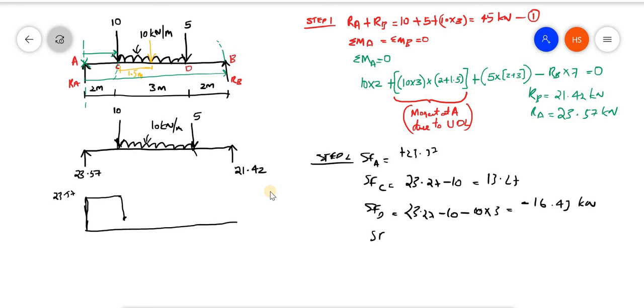Again, what is the shear force at B? It is given as 21. Since it is upward, there you have to take as minus 21.42. Okay, so I am just marking the points here. Now here it is minus 16.